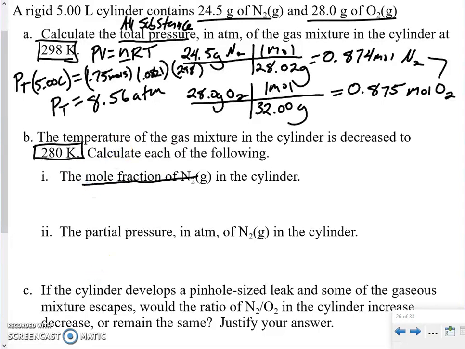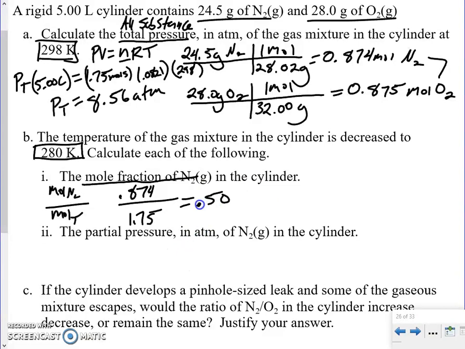First thing it asks about is a mole fraction of N2. Remember, a mole fraction is the moles of the thing we're looking for over the total moles in the reaction, or in the container in this case. So we are going to end up with 0.874 divided by a total moles of 1.75. And that's where we can actually leave it. We don't have to solve it, but if you want to, you get about 0.50. Just so we can see what's going on.